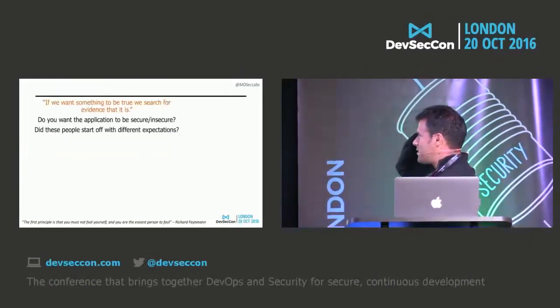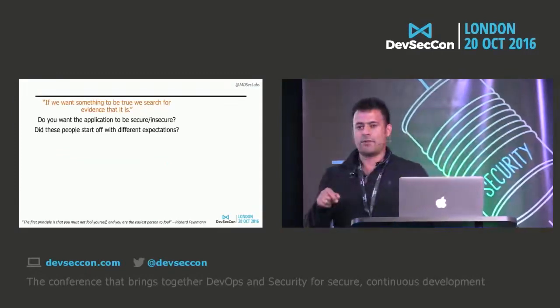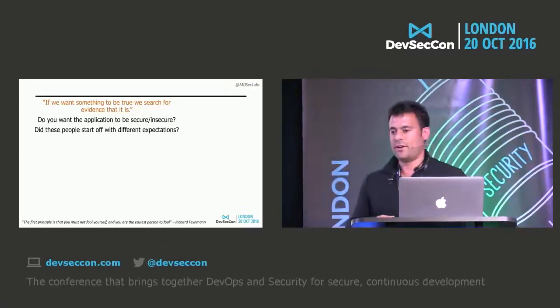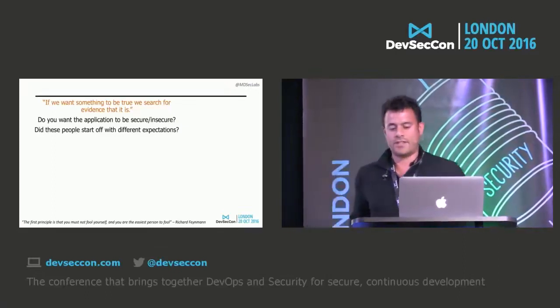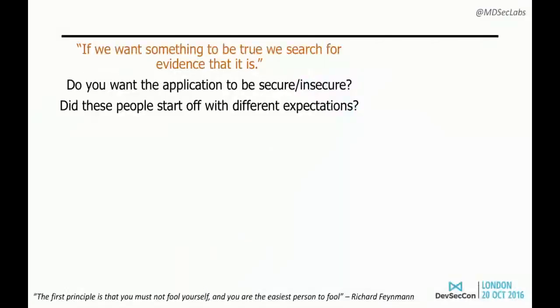Back to the confirmation bias problem then. If we could solve confirmation bias, maybe we could solve a lot of these design flaws, which are basically being checked by the people writing the flaws. The problem, obviously, is that if you want something to be secure, then you'll tend to look for evidence that it is secure. That's human nature, and obviously the converse is also true.